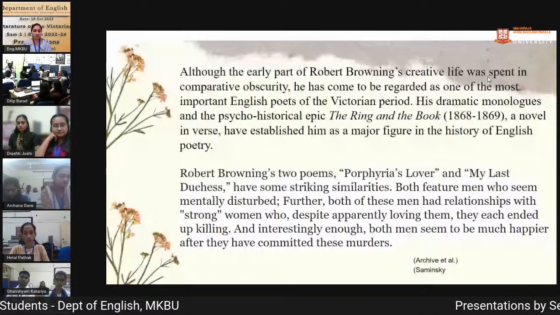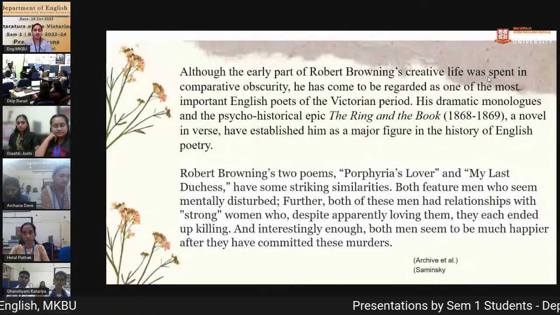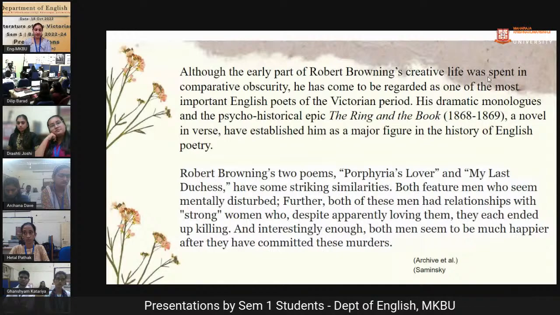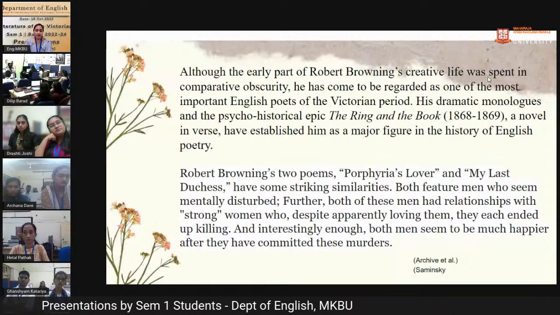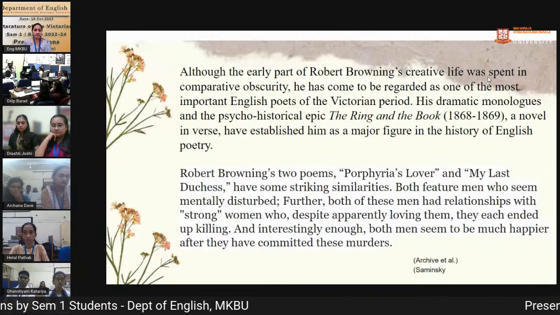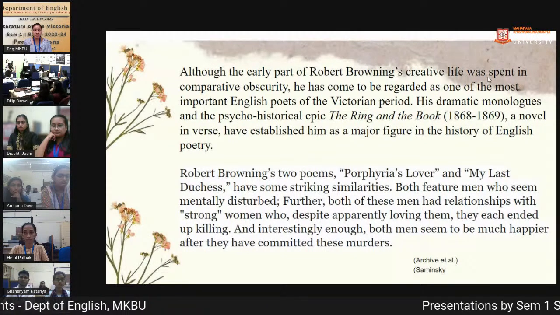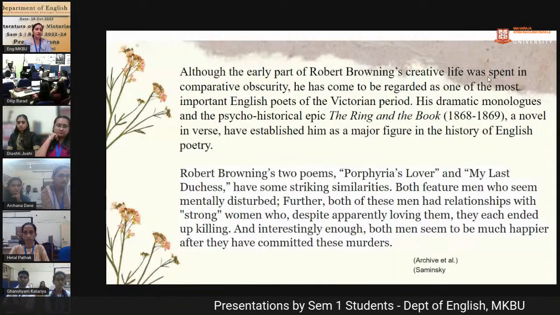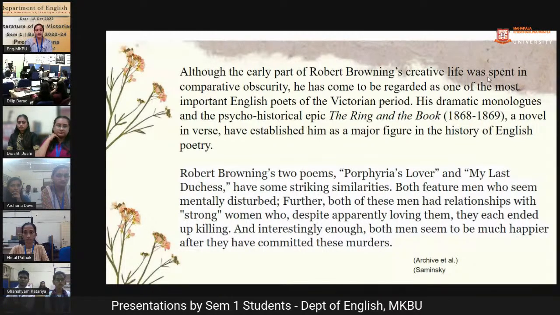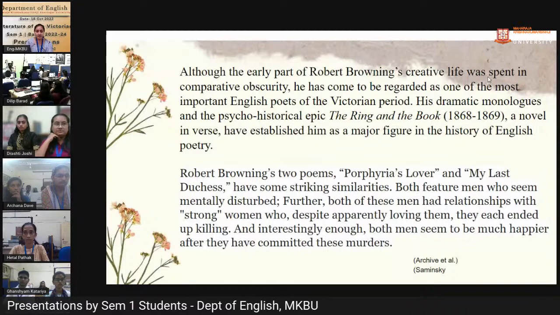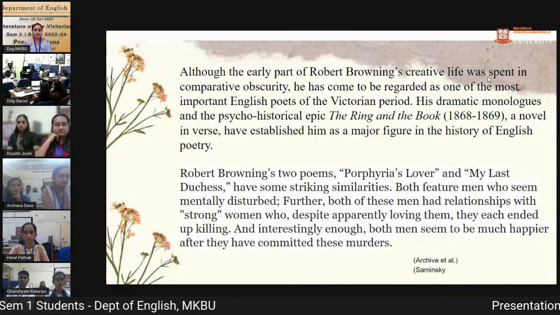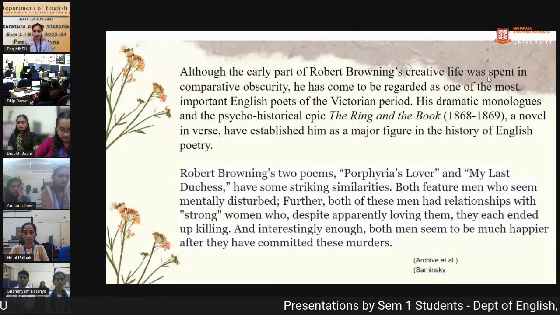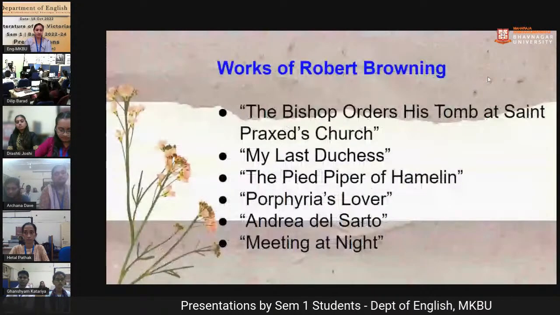Both poems have the same theme. Both poems have a man and a woman, and some similarity is there. The woman is more powerful than the man, and after that the man kills the woman because she is better than the man. Some other works of Robert Browning.